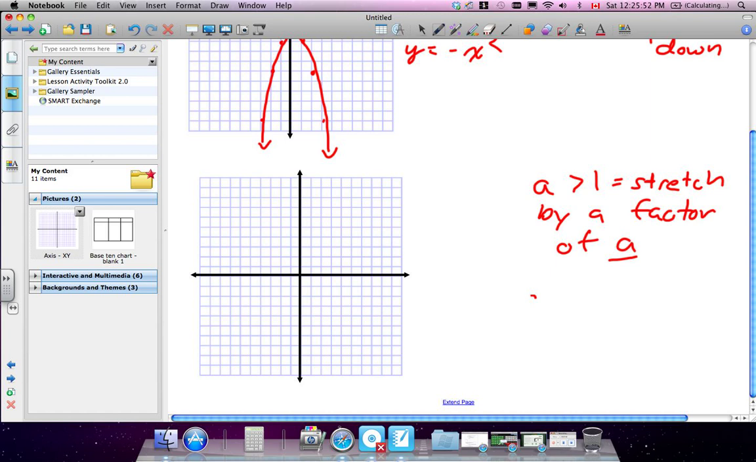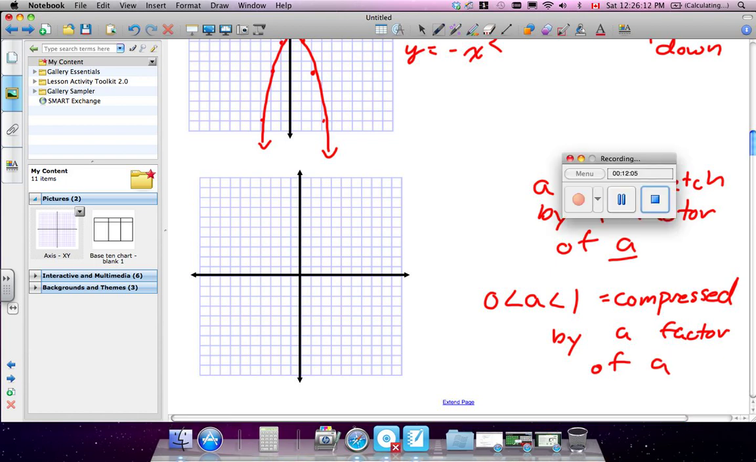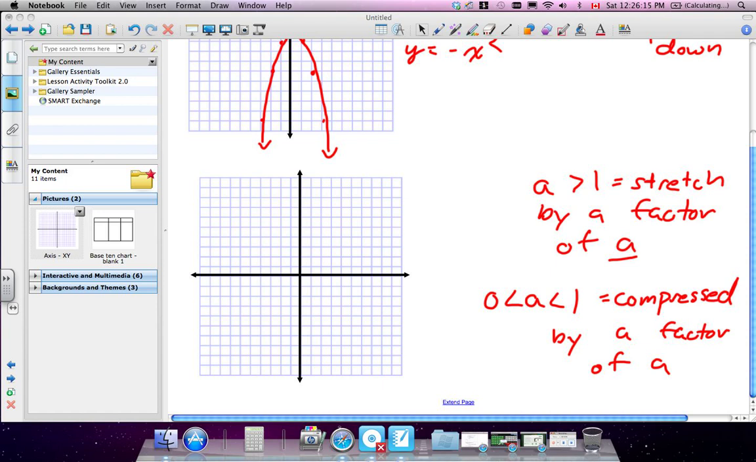And the other option is if A is between 0 and 1, it is compressed by a factor of A. So in other words, what that means is we have our normal parabola. Quickly going to get it up here. Over 1, up 1, over 2, up 4. Is this one if it's negative? No, that's if it's like a fraction. So a quarter, a half, or 0.25, something like that.